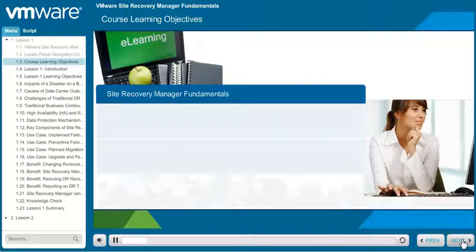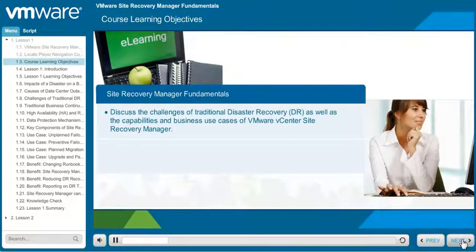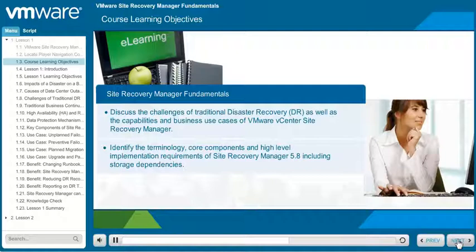This course contains 2 lessons. Lesson 1 discusses the challenges of traditional disaster recovery, DR, as well as the capabilities and business use cases of VMware vCenter Site Recovery Manager. Lesson 2 identifies the terminology, core components, and high-level implementation requirements of Site Recovery Manager 5.8, including storage dependencies.